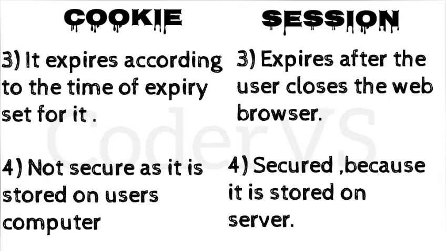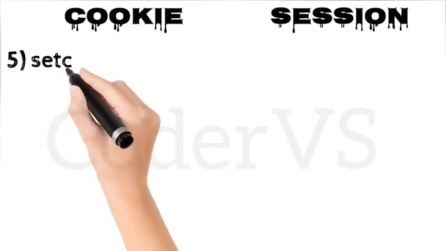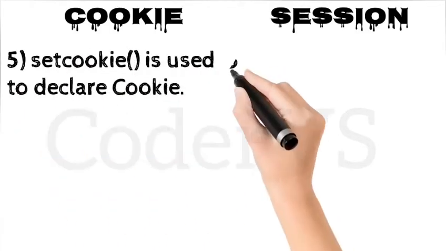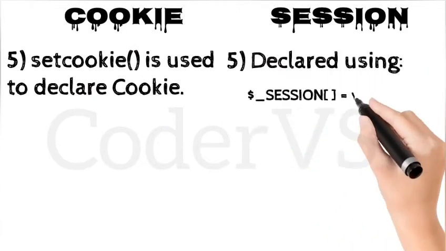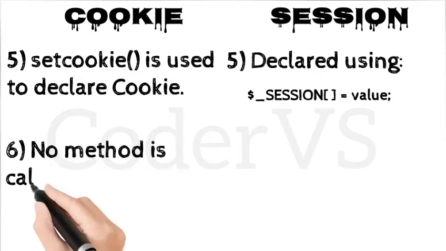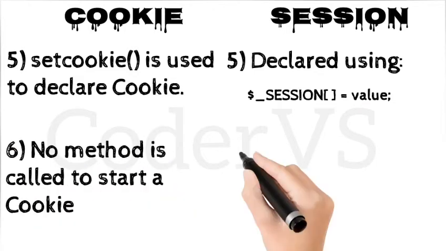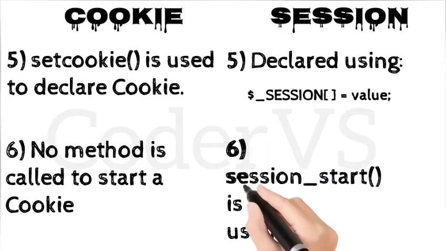Cookie is declared using setCookie function, whereas session is declared using $_SESSION equals value. Brackets contain parameters. No method is called to start a cookie, but session needs to be started using session_start function.